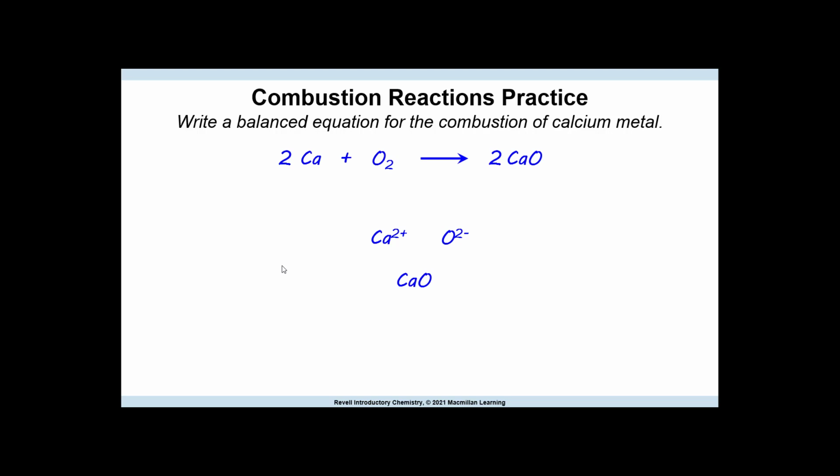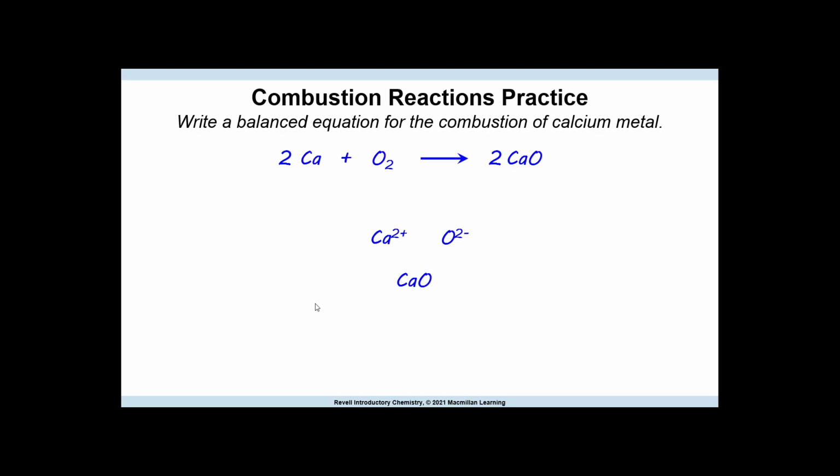Why is that? Because, remember, if you crisscross these, you have a 2 and a 2, you can reduce this down, which gives you calcium oxide. The 2s are still there. We just divide them out. This compound formed from these 2 ions must have the formula calcium oxide.